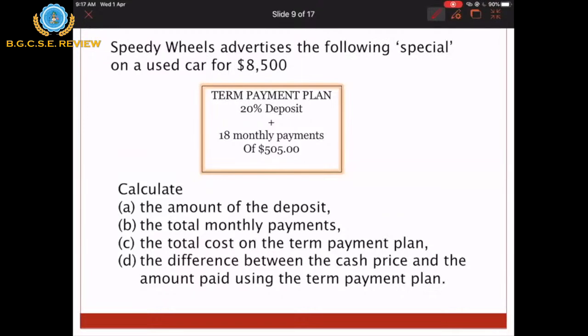So they give you 4 things to calculate. A, the amount of the deposit. B, the total monthly payments. C, the total cost on the term payment plan. And then D, the difference between the cash price and the amount paid using the term payment plan. All right, so 10 minutes was too long last time, so I'm going to give you a shorter time. Go ahead and work through the question.